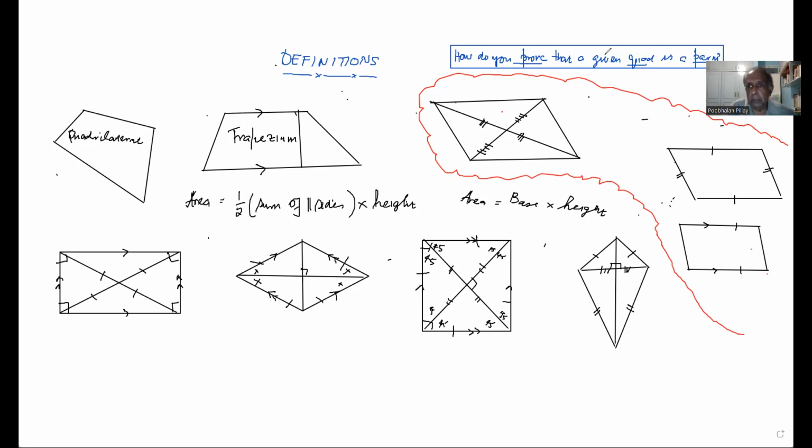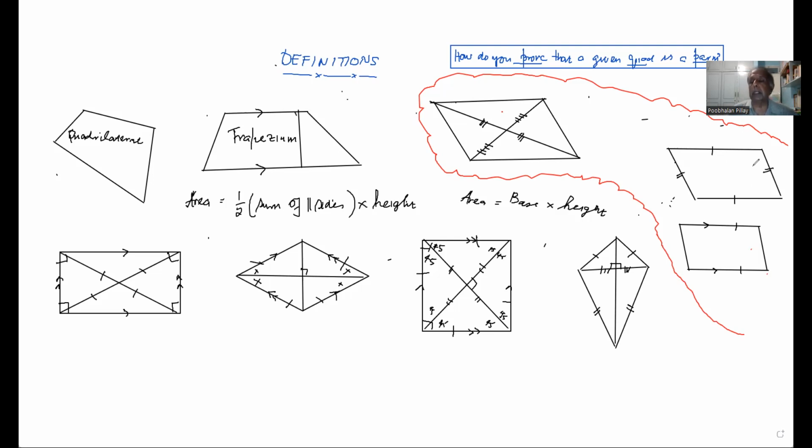So if you want to show that a given quadrilateral is a parallelogram, you have to show that the opposite sides are parallel, right? So if you look at this, you can try it out. You can get congruency, and therefore from congruency you can get alternate angles equal, and therefore you can show those sides are parallel. I'm not going to do that. That's a theorem in geometry.